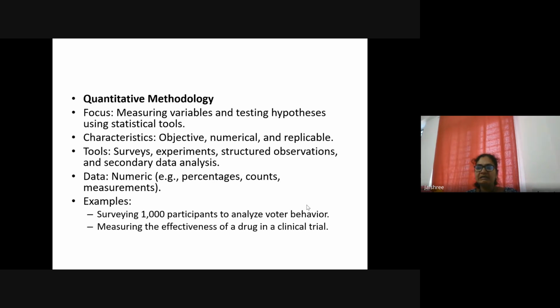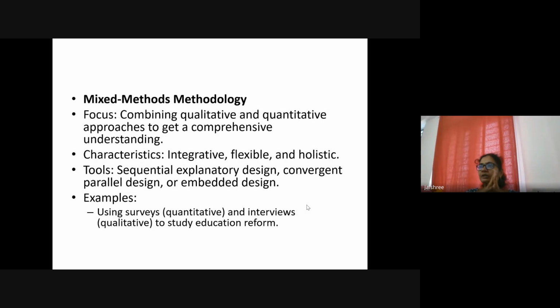Okay, you don't fix a time. You don't want your respondent to come in a very formal attire and sit before you. It's a casual talk. It's a casual chat. Okay, coming to the data, it's going to be percentage, count, or measurements. That's how it's very numerical. Examples are surveying 1,000 participants to analyze voter behavior, measuring the effectiveness of a drug in a clinical trial. Yes, over to the next slide, please. So this is about quantitative methodology.